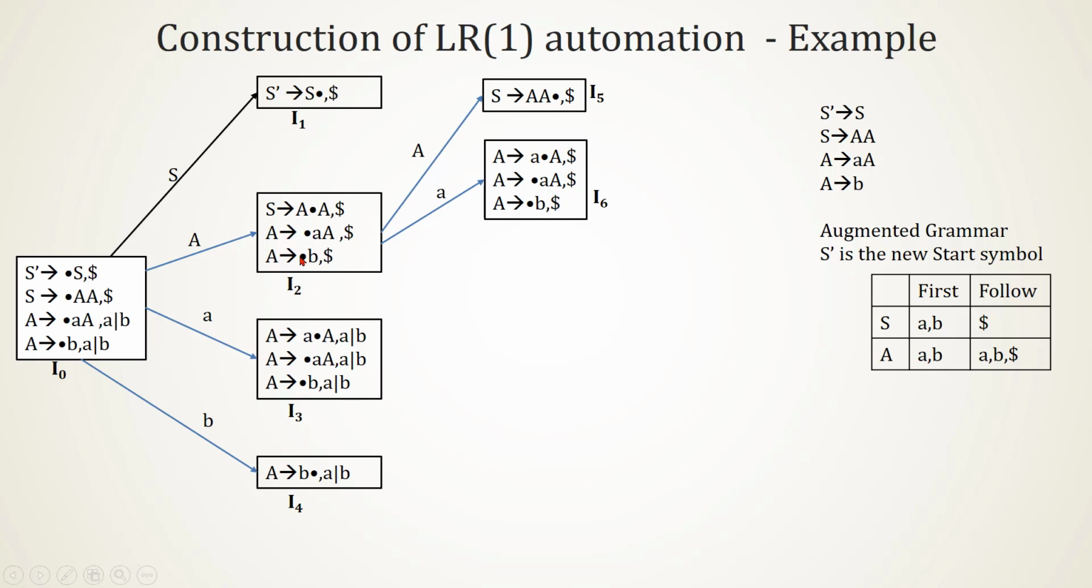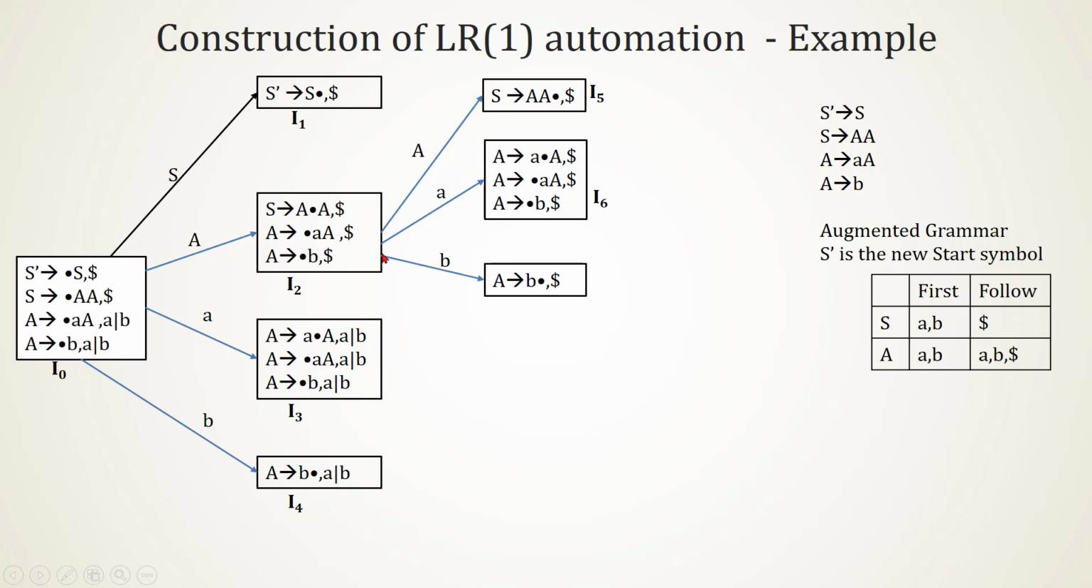Then I look for the next transition. There will be a transition on B. So the production will be A derives B dot. In the earlier case, if I got something like A derives B dot, I will directly draw a line to I4, because in I4 also A derives B dot is there. But here the look ahead will be different. In I4 the look ahead is A and B. But during B transition here, A derives B dot will be the production and dollar will be the look ahead.